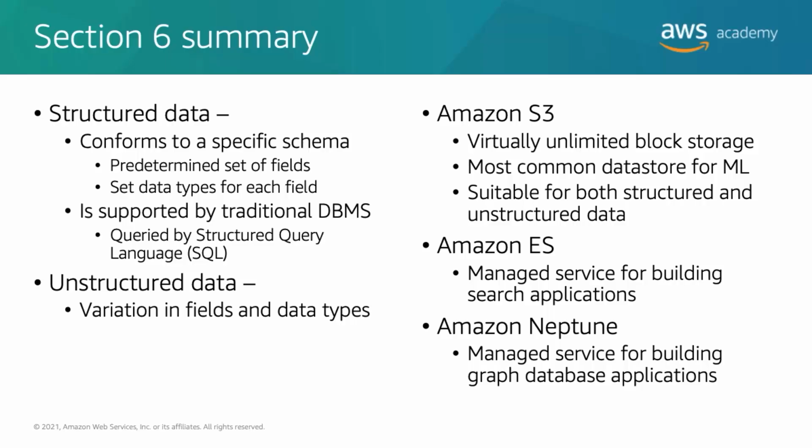Amazon ES is a managed service you can use to build applications that require complex search patterns. You can build search applications with both static and streaming data. Finally, you learned about Neptune, which is designed to support applications based on graph databases. Graph databases treat relationships between data as important as the data itself. They are especially useful for data with complex relationships, or even relationships that are unknown in the design and development stage.